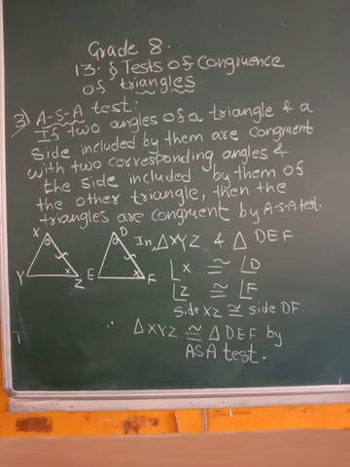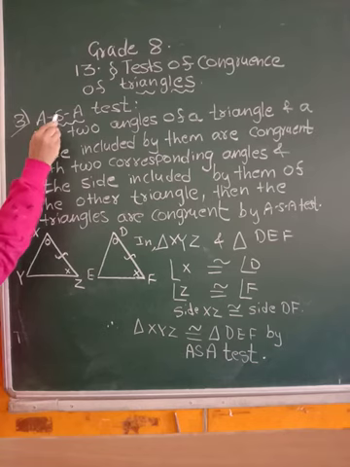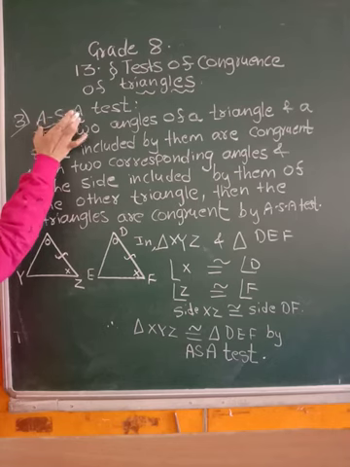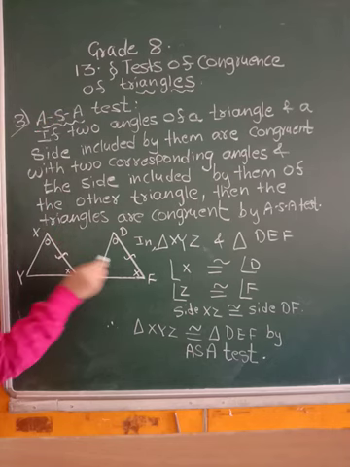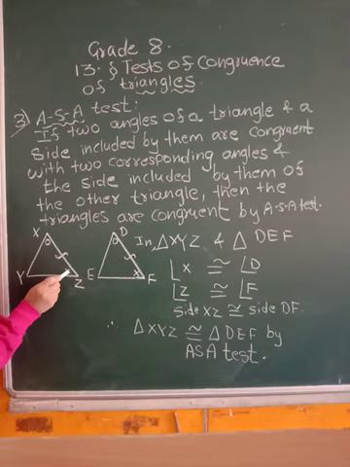Good morning, grade 8. We have done the first two tests of congruence of triangles. Let us go for the third test, and that is the ASA test. Now A stands for angle, S stands for side, and A stands for angle again. That means this side is included between these two angles. If you look at these two triangles, can you see these two angles are there?